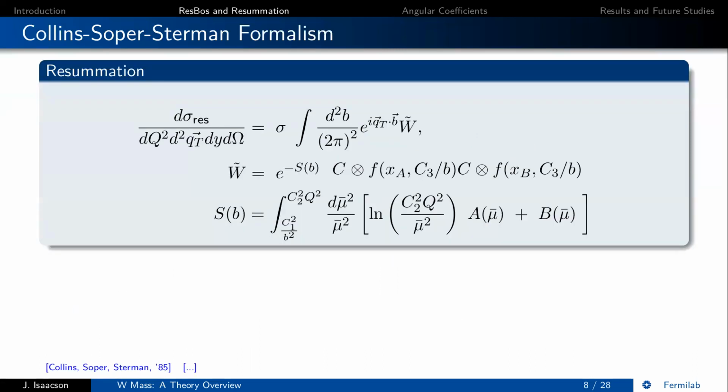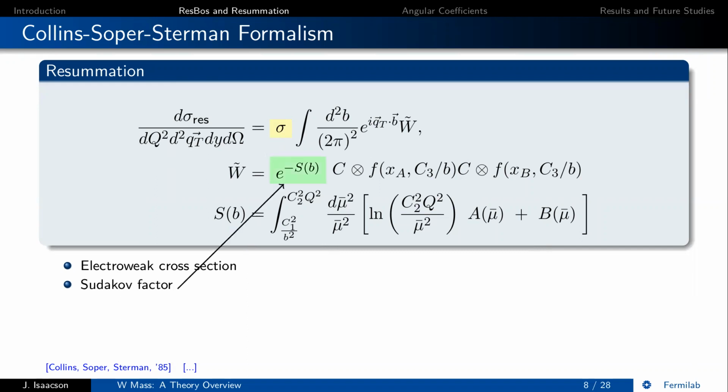Moving on to the Collins-Soper-Sterman formalism and the analytic approach, which will be the focus of the remainder of this talk. This is what you get. Your resummed cross-section, fully differentially, is given as a combination of a bunch of components. I'm going to highlight the key pieces to focus on. So you have your electroweak cross-section. This is your Born matrix element, your tree-level cross-section that you can calculate.